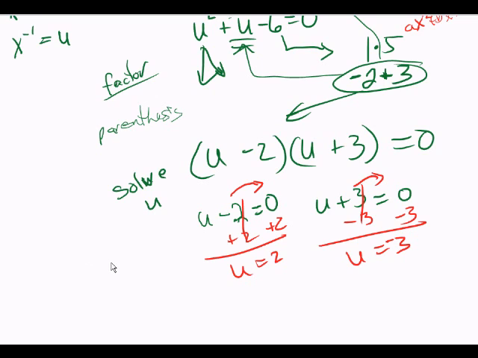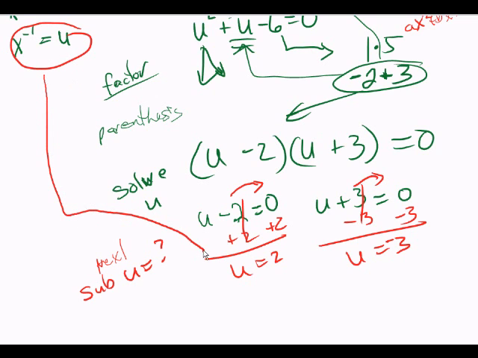But remember, we're not done. We don't want to know what u equals. We want to know what x equals. So the next step, substitute u. Up here, u equals x to the negative 1. So I'm going to substitute the u. In other words, I'm going to change u to x to the negative 1. u is now x to the negative 1.